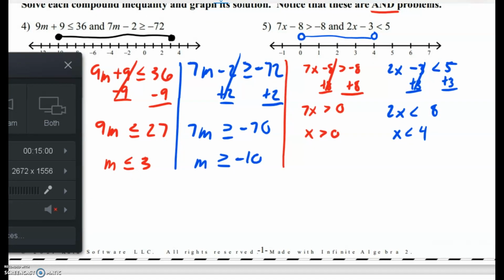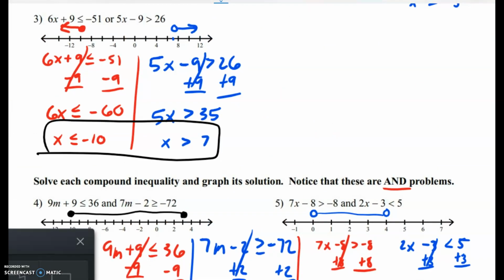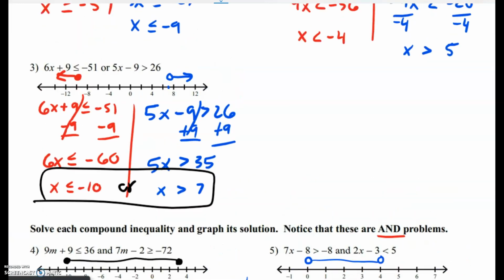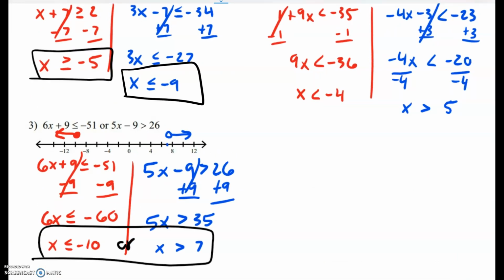With a compound and, you have to write your solution a little different. So with a compound or, you just keep them separate. So this was our answer. It was x is less than or equal to negative 10, or x is greater than 7. So all of those can be left separate with the word or in between.